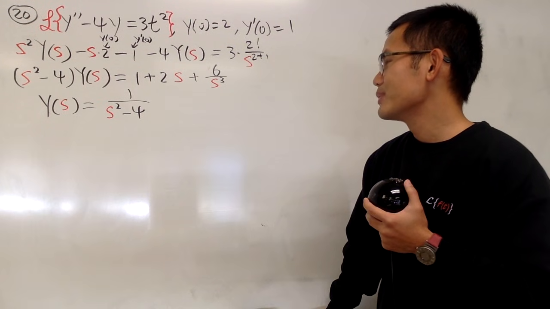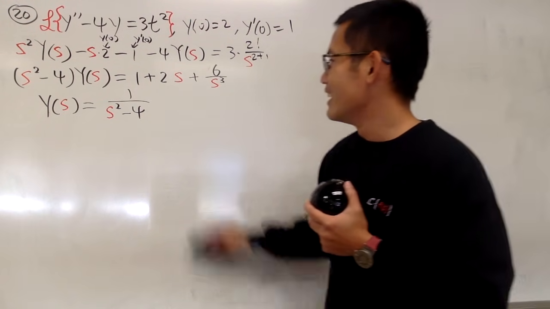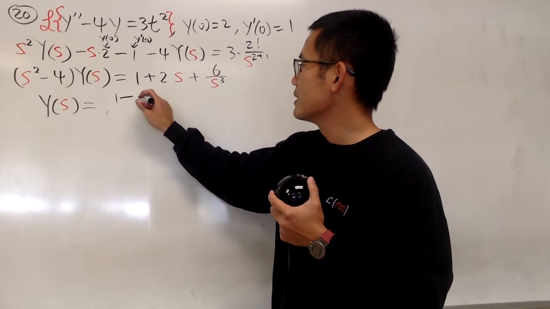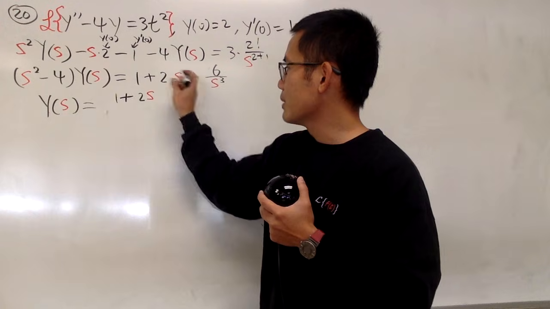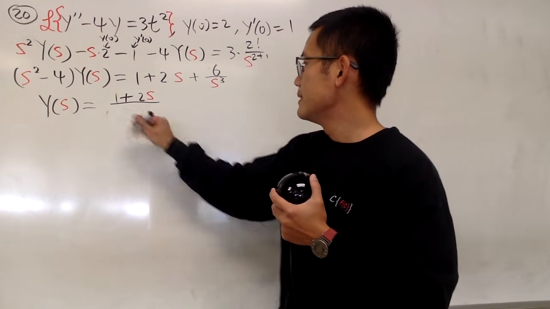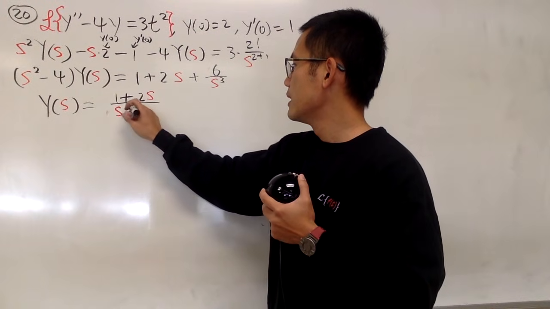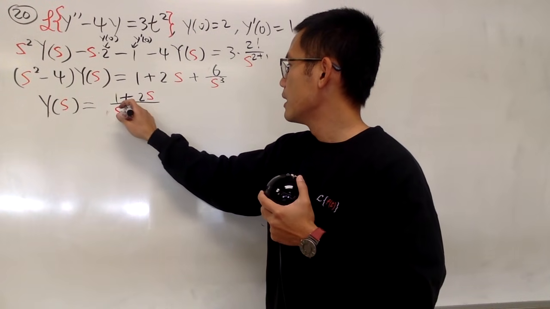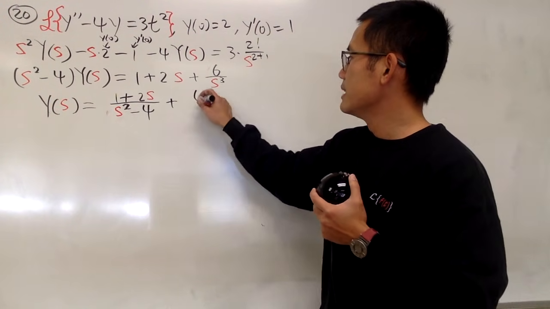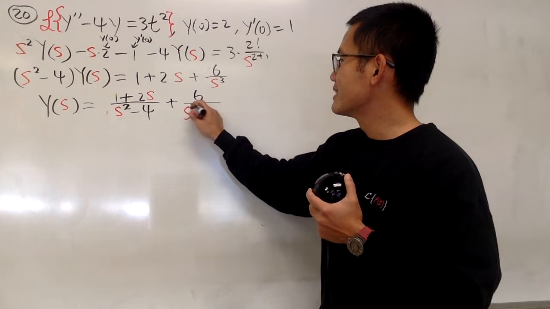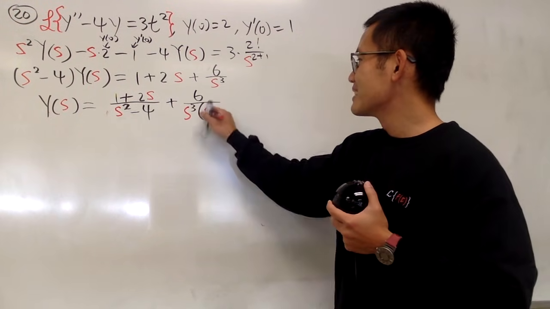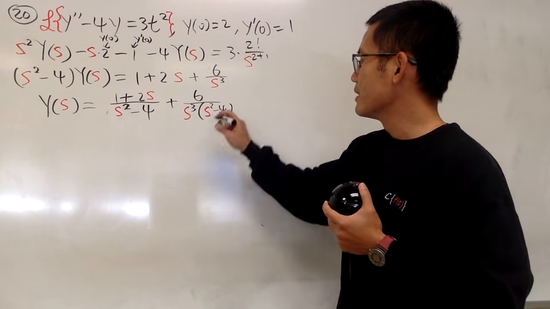Serious? I have to do that many partial fractions? All right, I'll do partial fractions for one of them only. So this one, 1 plus 2s over s squared minus 4, and then plus 6 over s third power times s squared minus 4, like this.